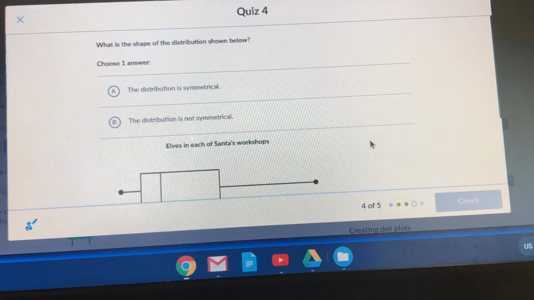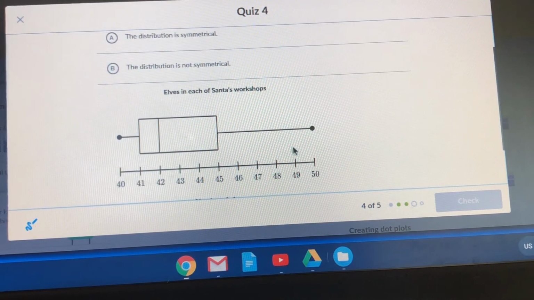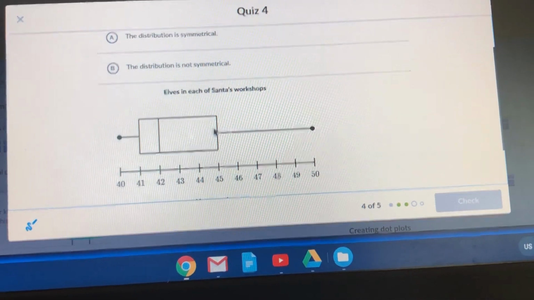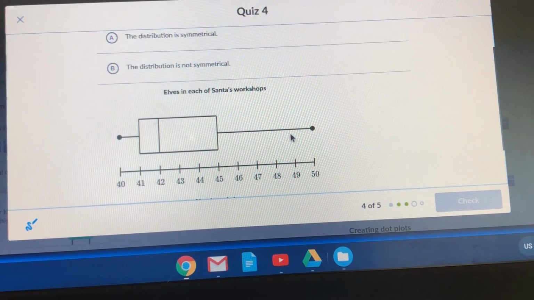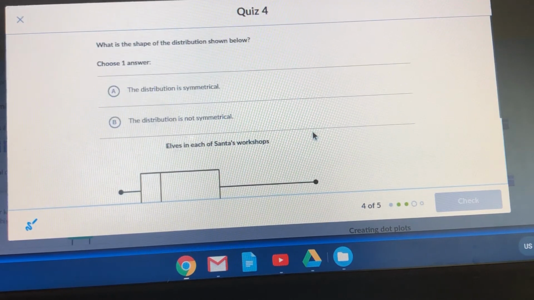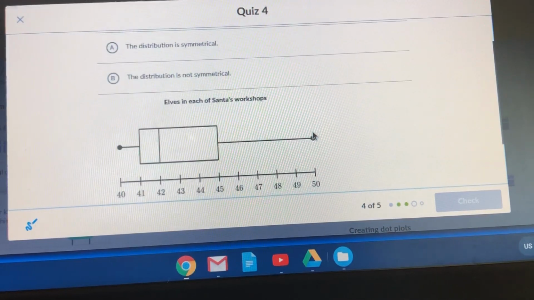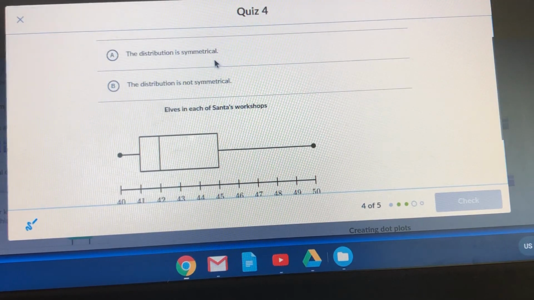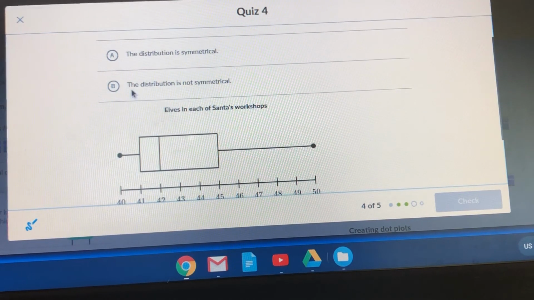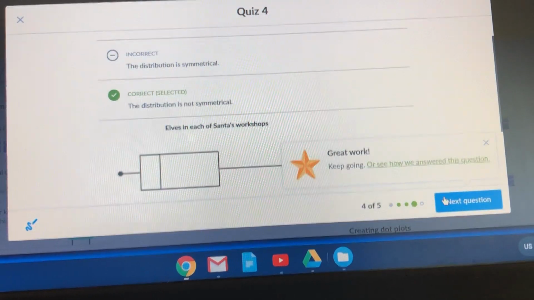So what is the shape of the distribution? This shows that the data is pushed to the left, so it is right-tailed. Remember, you want the opposite. It's not even asking that, it's just asking you whether it's symmetrical or not symmetrical. So this is not symmetrical. If it were symmetrical, this box would be in between the whiskers, and each of the whiskers would be the same length.